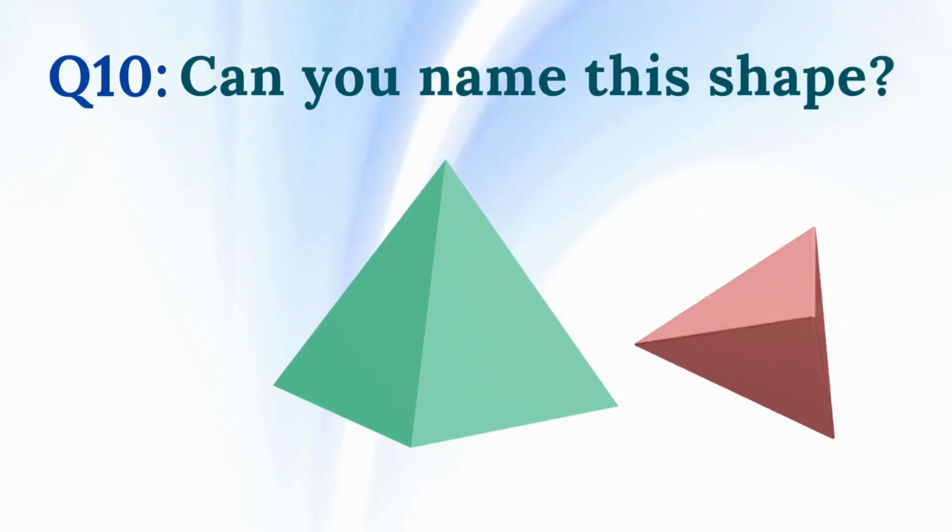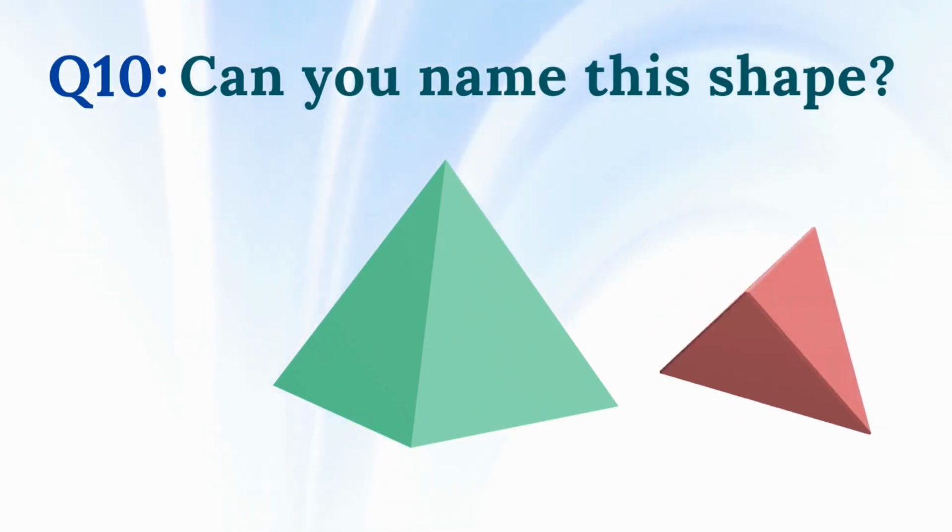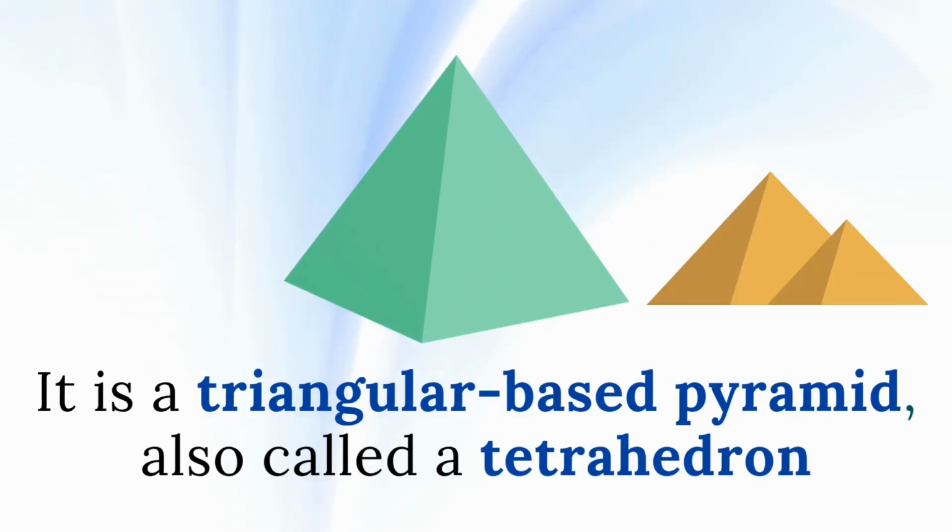Can you name this next shape? It is a triangular-based pyramid, also called a tetrahedron. Great answer! A tetrahedron has 4 triangular faces, 1 on the base and 3 on the sides.